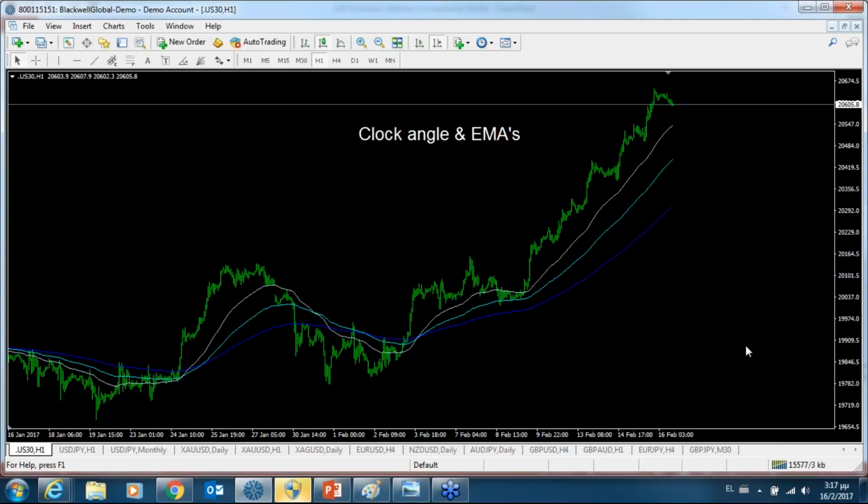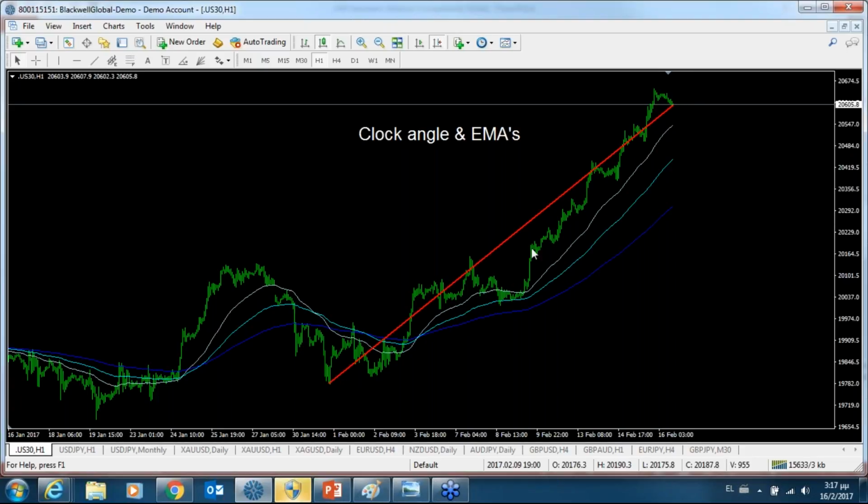US 30 is your Dow Jones, or in short, the DJIA. It's just stocks. So we are not analyzing stocks, but it's got a very clear example of how you should be looking at trend in combination with the use of clock angles, as well as the exponential moving averages. Here, for example, we're looking at the 1 hour chart, and we want to look at the clock angle at this moment of time. The clock angle is just your very obvious price, let's say the one here, from where it started to where the current price is.